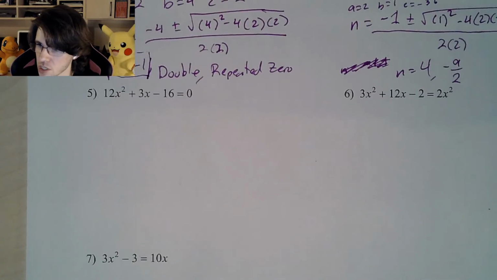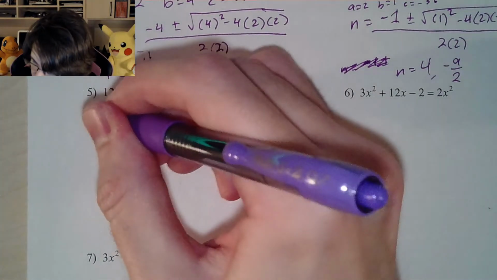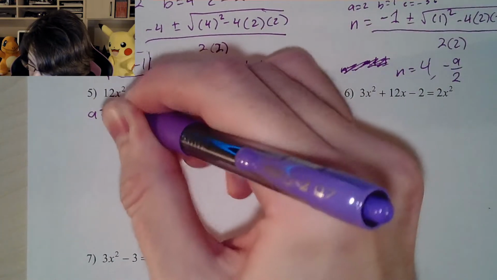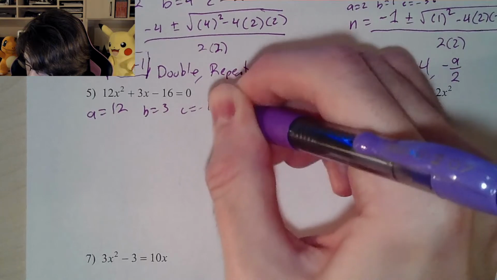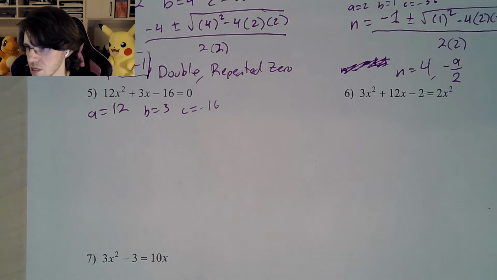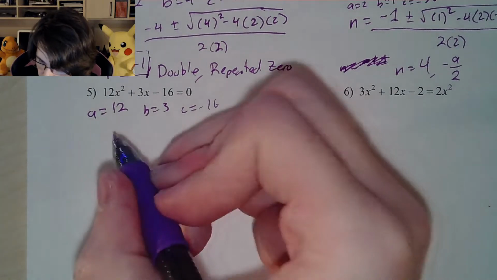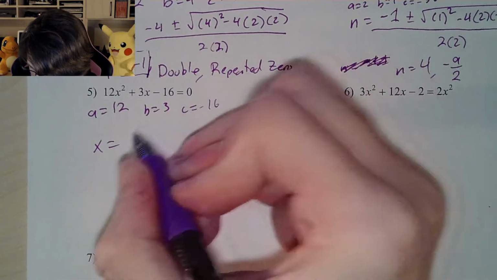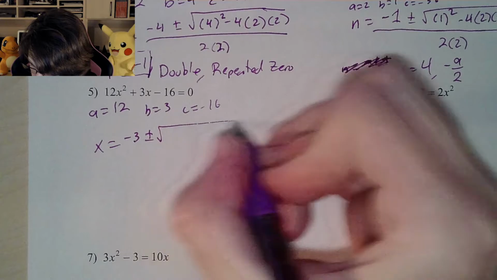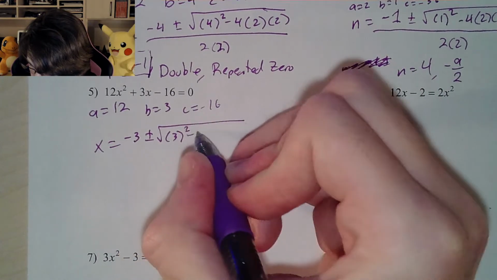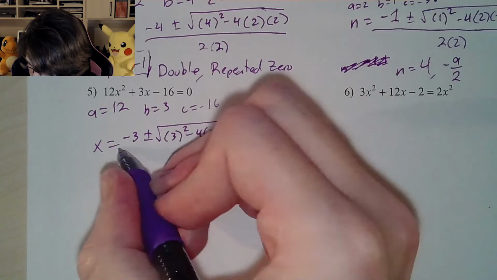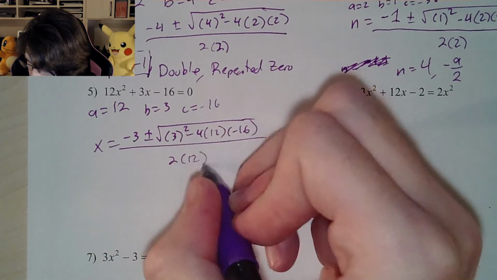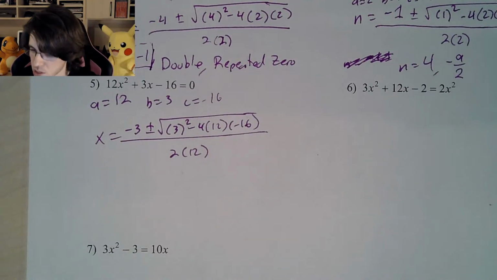We only got 3 questions left to go. So on question number 5 here, it's already equal to 0. A is 12, B is 3, C is -16. However, what's a little bit different on this one is numbers don't come out as nice and pretty when you actually do the formula. So we have -3 plus or minus square root b squared minus 4ac all divided by 2a. And here's the problem.